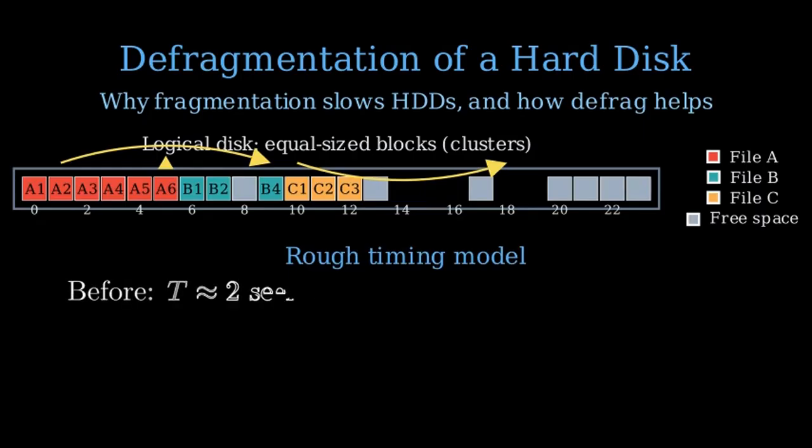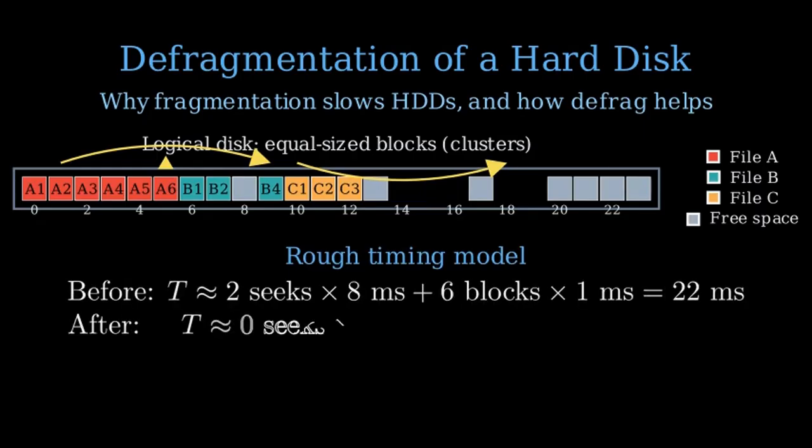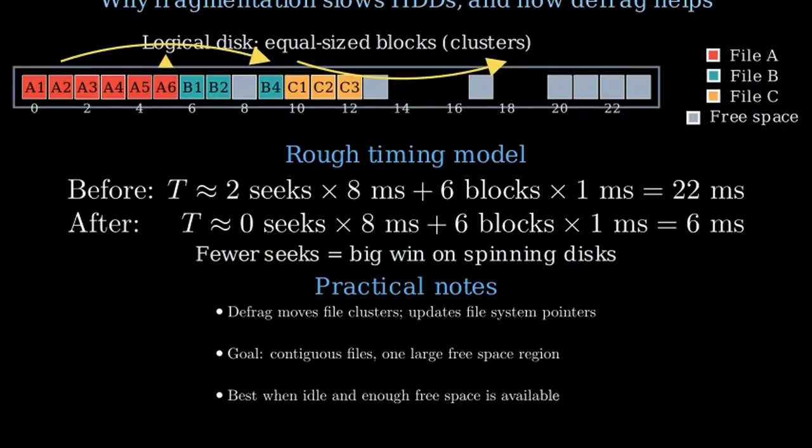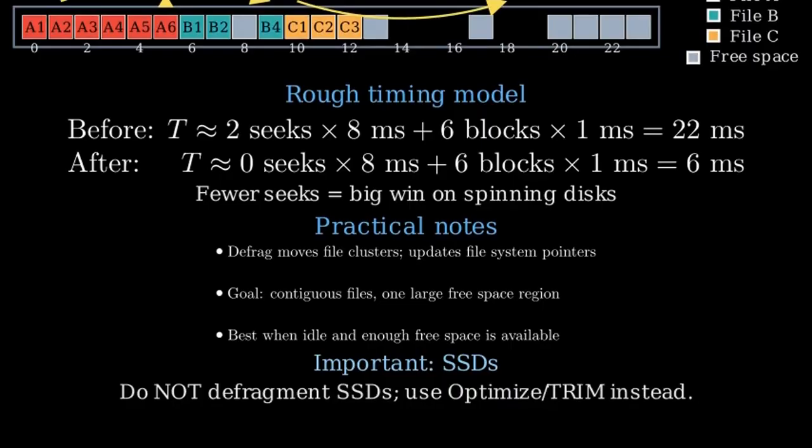Practical notes. A defragmenter works file by file, moving clusters and updating the file system's pointers so that files become contiguous and free space gets consolidated. It is best done when you have enough free space and when the computer is idle. One crucial clarification. Solid-state drives do not benefit from defragmentation, and it can add unnecessary wear. For SSDs, the operating system uses an optimize or trim operation instead of defrag.